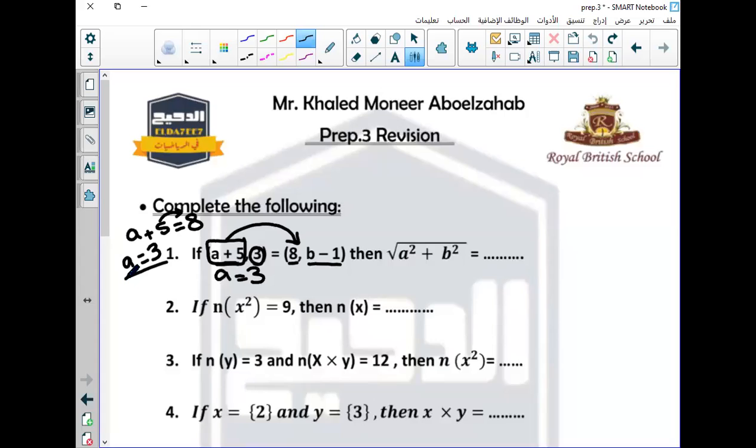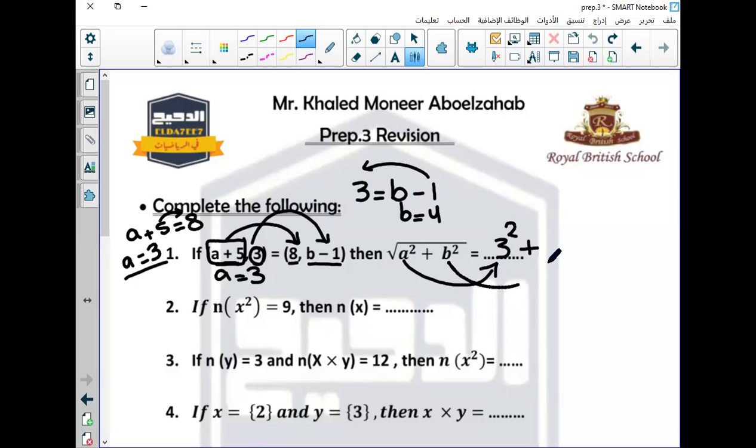Okay? The second one: 3 equals b minus 1. By adding 1 to the opposite side, then b will be equal to 4. a equals 3 power 2 and b equals 4 power 2, under root, by using a calculator equals 5.